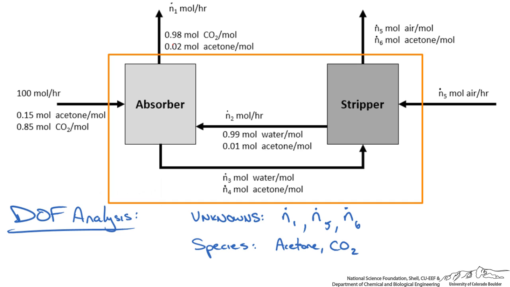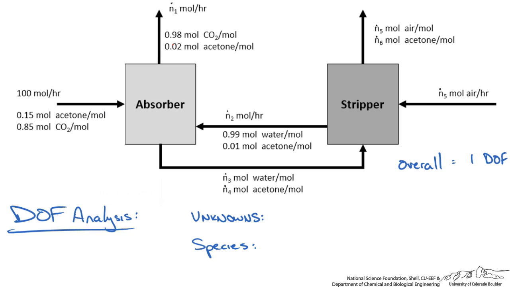So we have three unknowns. We take out the two species balances that we could write. We're left with 1 degree of freedom. So this means that as underspecified, we can't solve the material balances around this system as specified unless we were given some other type of information.